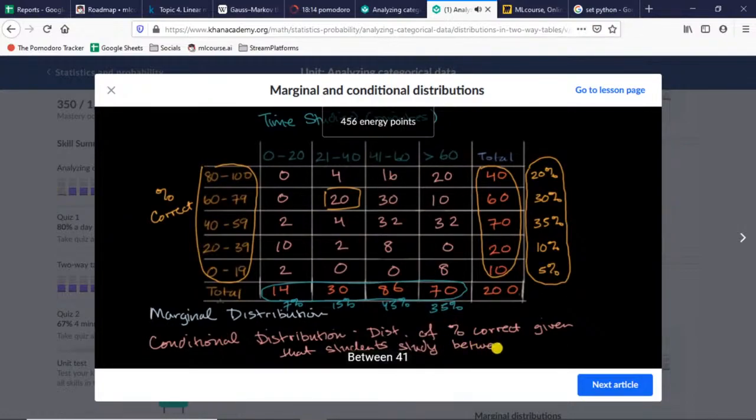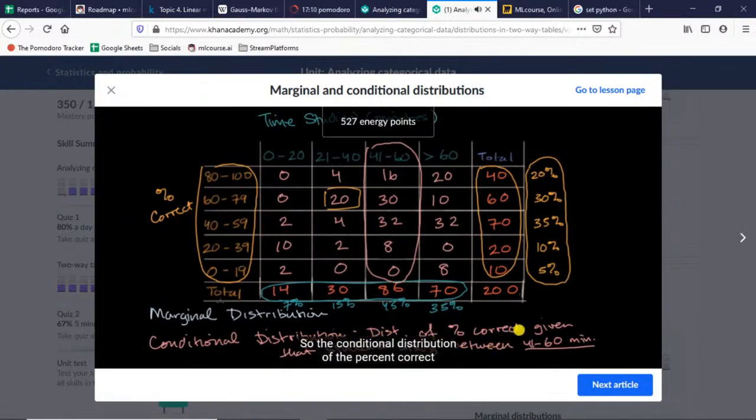Between 41 and 60 minutes. To think about that, you would first look at your condition. Let's look at the students who've studied between 41 and 60 minutes, and that would be this column right over here. The information in that column gives you your conditional distribution. An important thing to realize is a marginal distribution can be represented as counts for the various buckets or percentages, while the standard practice for conditional distribution is to think in terms of percentages.